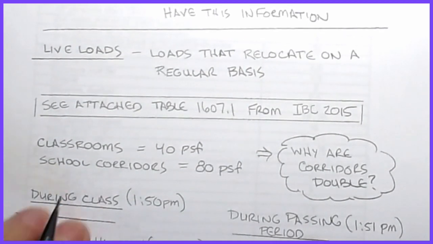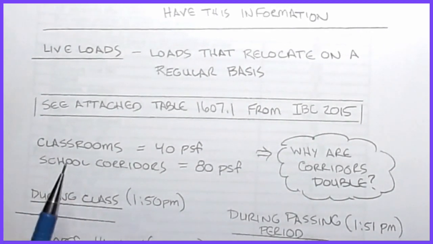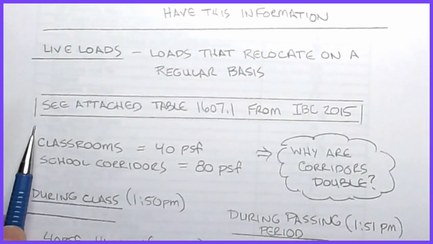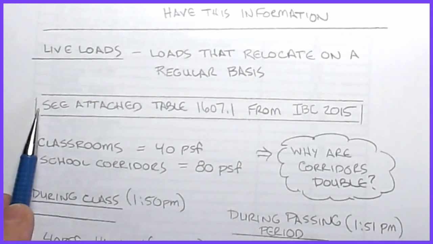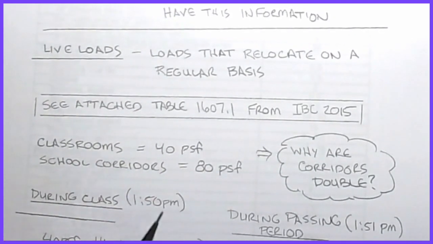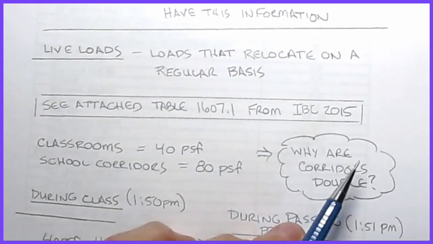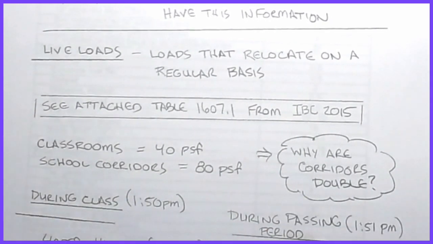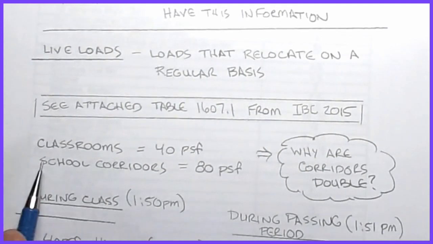Okay, we'll show you some IBC references here in a while, but the section associated with live loads is where the IBC steps in. They have a specification, 1607.1, from the IBC book that I showed you, that specifies values for a lot of common use situations. Things like classrooms are 40 pounds per square foot.